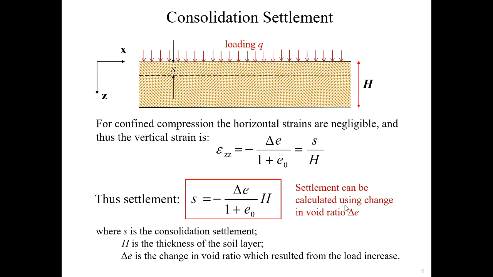I haven't seen delta e. I've seen the rest of them, but not delta e. Later on we can calculate delta e using some other parameters, which I will show you later. If it is unloading, then obviously there's no negative sign, and the soil will rebound, in terms of an increase in volume, because this case is loading. So obviously you have the settlement of the soil.